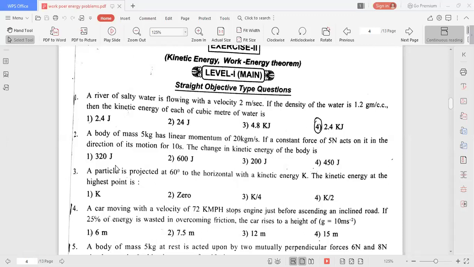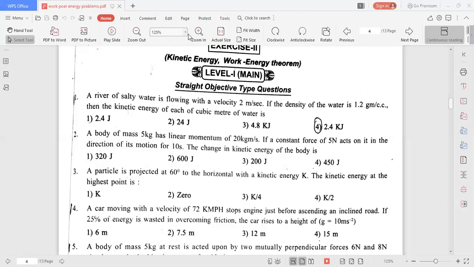In exercise 2, level 1, page number 275, problem number 1. A river of salty water is flowing with a velocity of 2 meters per second. If the density of the water is 1.2 gram per cc, what is the kinetic energy of each cubic meter of water? The velocity of the river is given as 2 meters per second. Density of the water is 1.2 gram per cc. For each cubic meter, 1 cubic meter means 1 meter cube volume. Kinetic energy is how much?